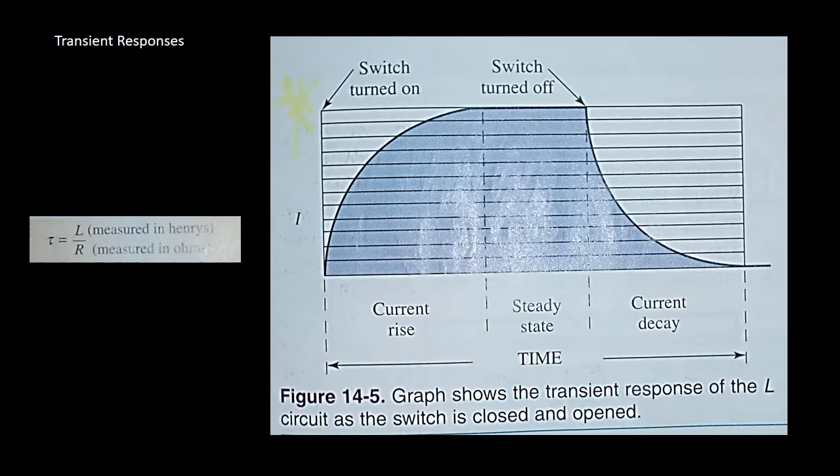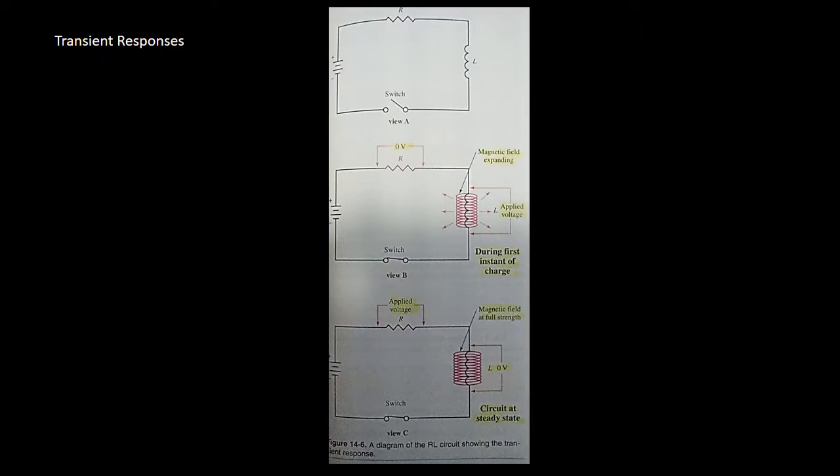A resistance is joined in series with an inductor in the circuit in figure 14-6, view A, as you can see on the screen. A circuit that contains resistance and inductance is called an RL circuit. The action of the voltage and current should be studied for increases and decreases. For example, when the switch is closed, the counter EMF of the coil, L, equals the source voltage.